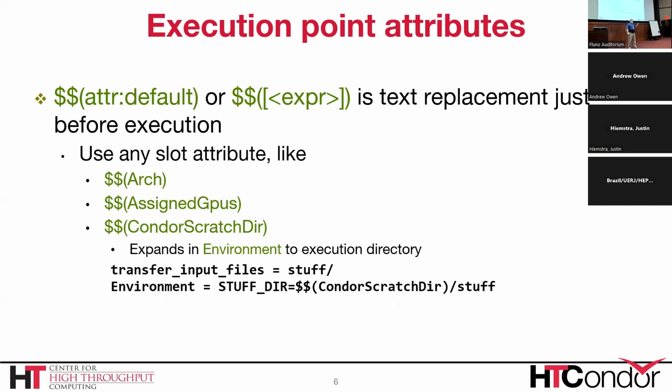Also, in this variable substitution, there's a special case we call double dollar expansion, where if you put two dollar signs at the beginning, then that is not expanded at submit time. That gets written into the job ad and gets expanded when the job is assigned to a slot to begin to run. And so you can pick up attributes from the slot and inject them into the execution instance of the job at the last minute.